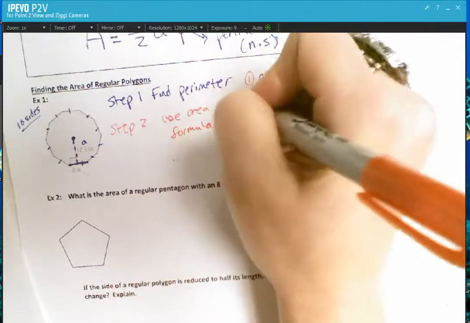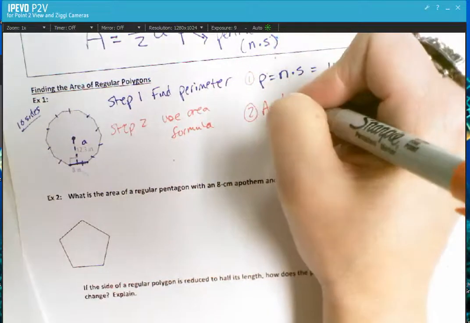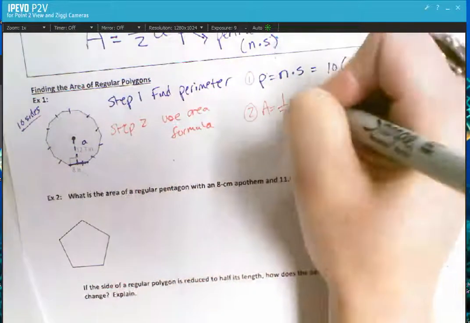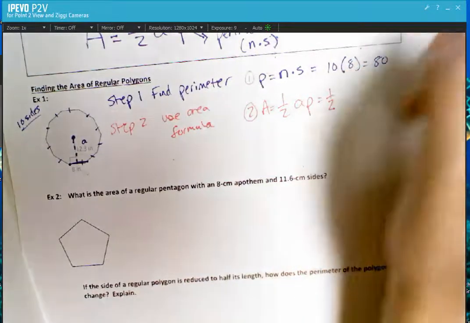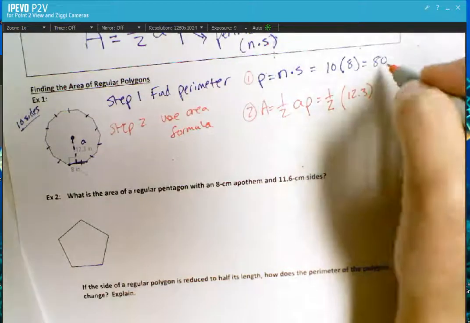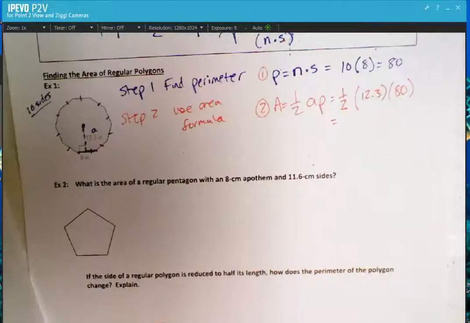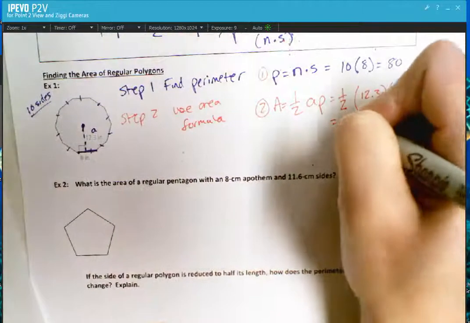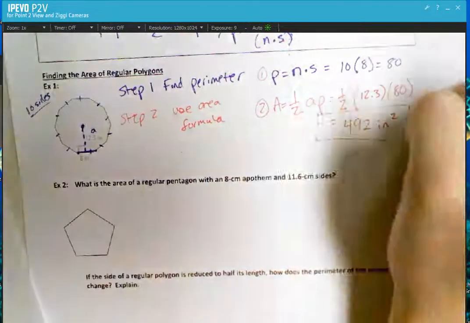So, that was 1, this is 2. So area equals 1/2 apothem times perimeter. So 1/2 the apothem they gave me, which is 12.3, times the perimeter we just calculated up above, which is 80. When we substitute that into our calculator, we get 492 inches squared because we're dealing with area.